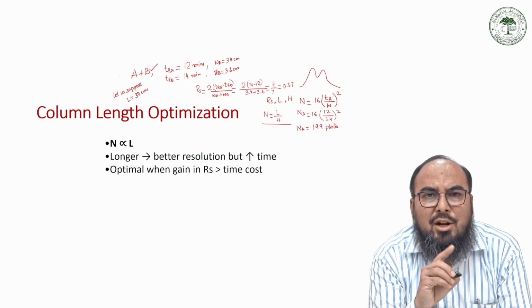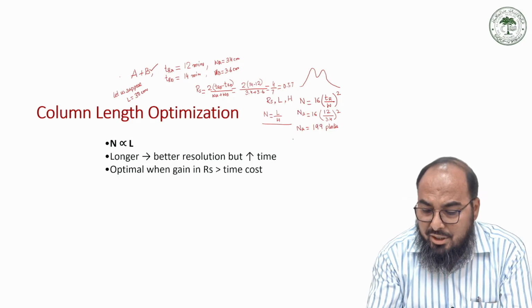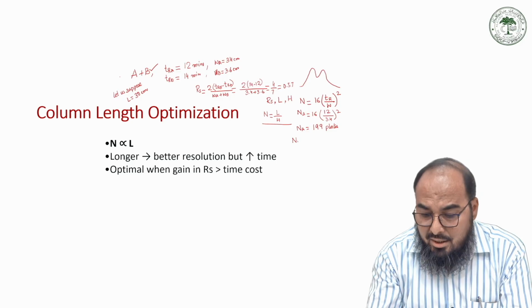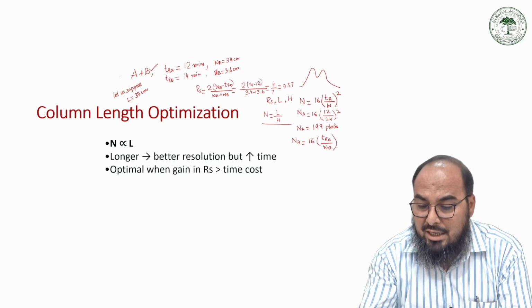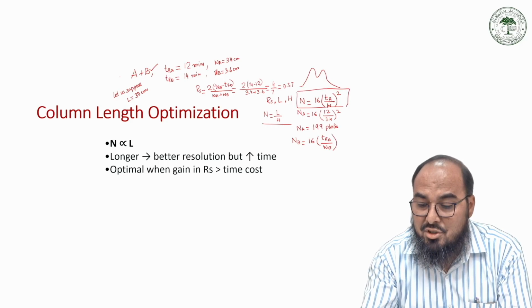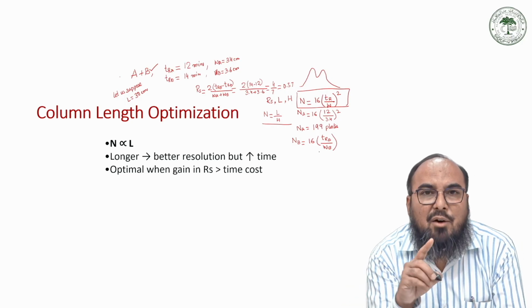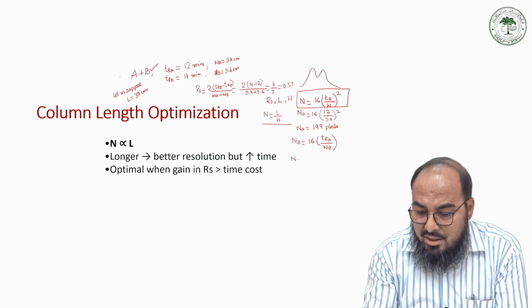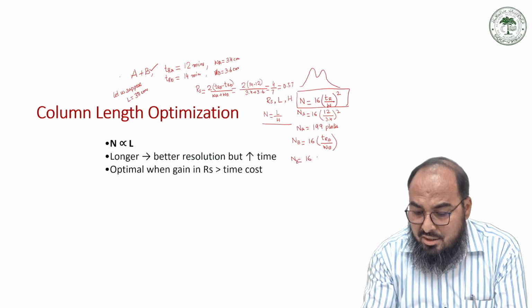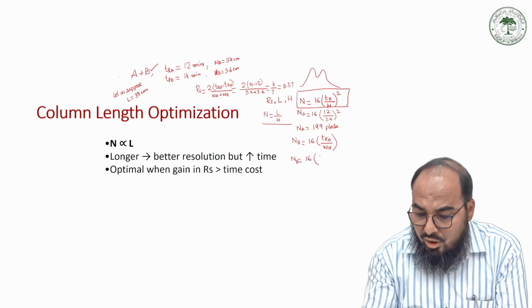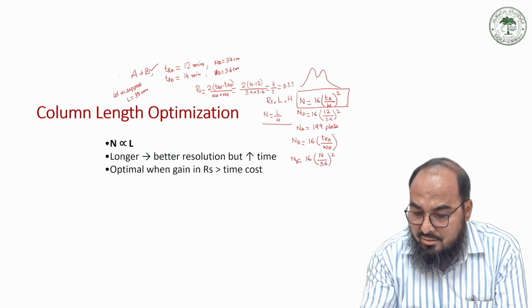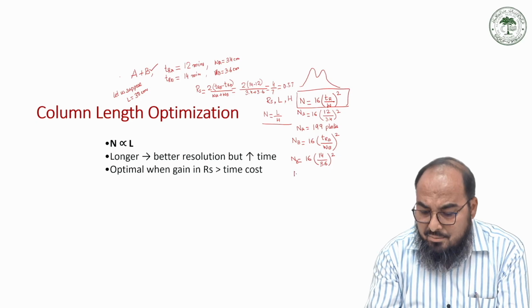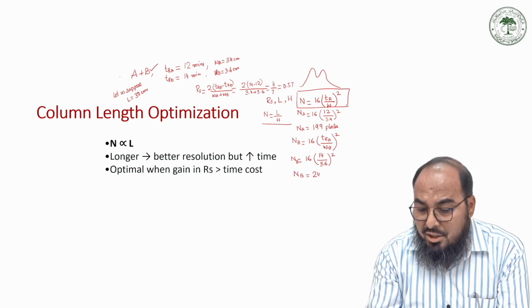On the similar basis, we are going to calculate NB, the number of theoretical plates for constituent B. NB is again 16 into TR of B upon W of B whole square. That was the general formula, and we have substituted our component B here. So NB is equal to 16, TRB is 14 minute, upon WB is 3.6 centimeter, whole square. So NB comes out to be 241 plates.